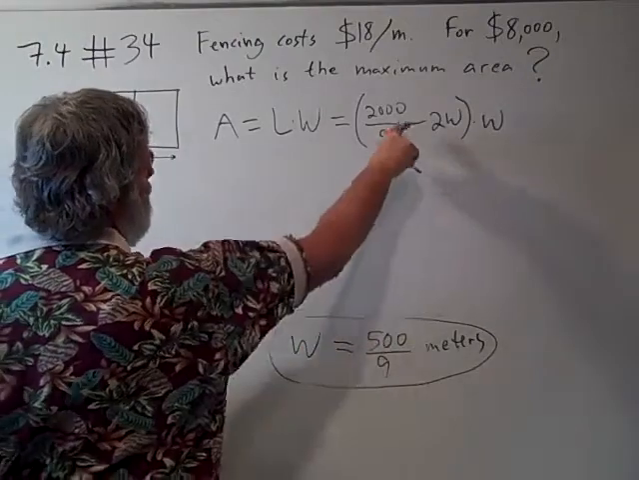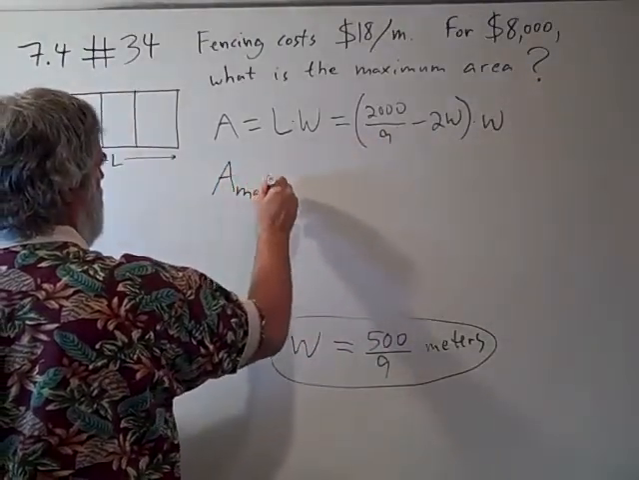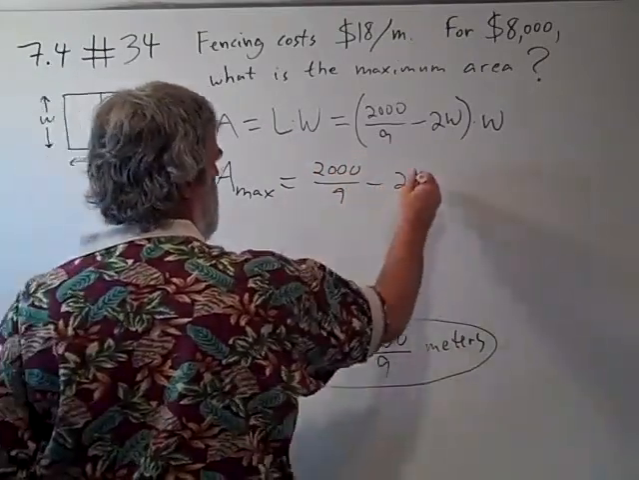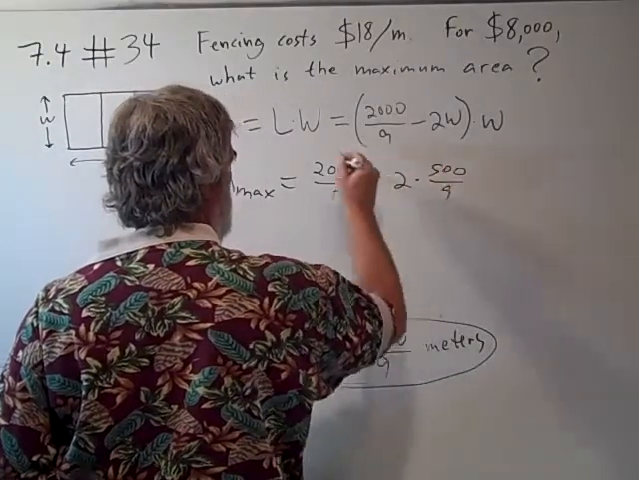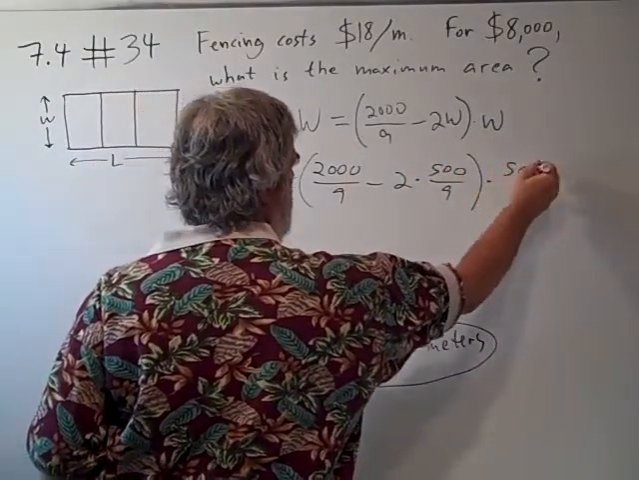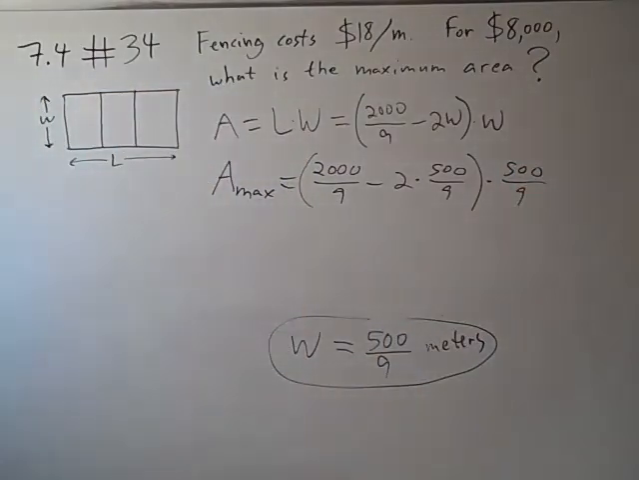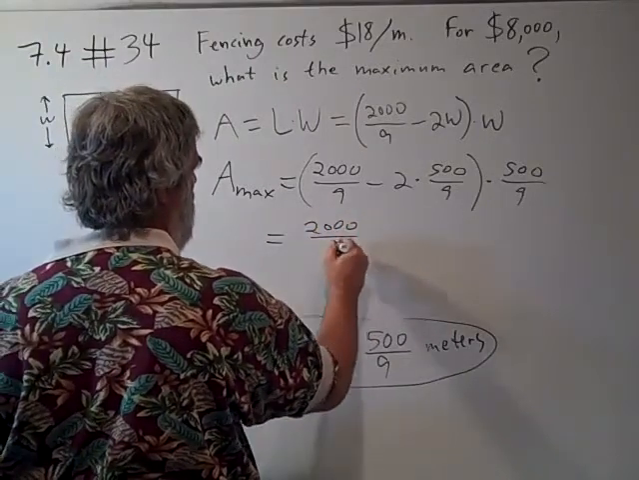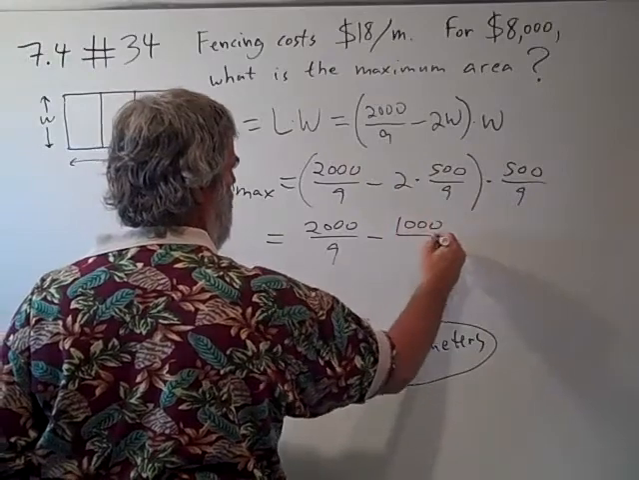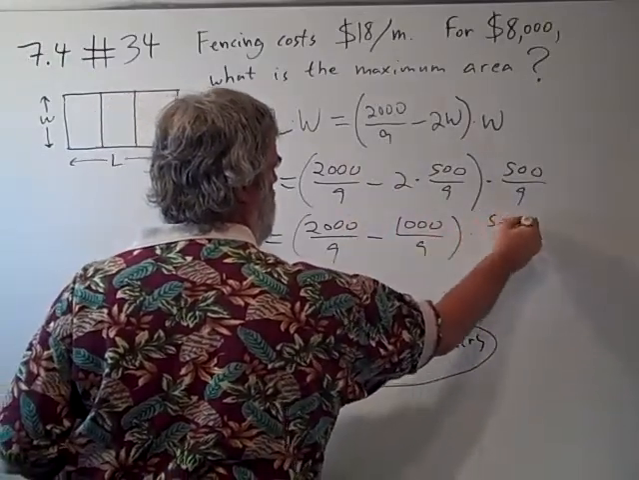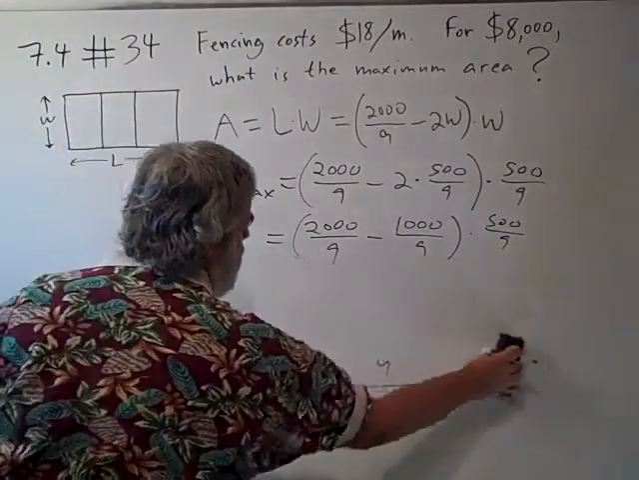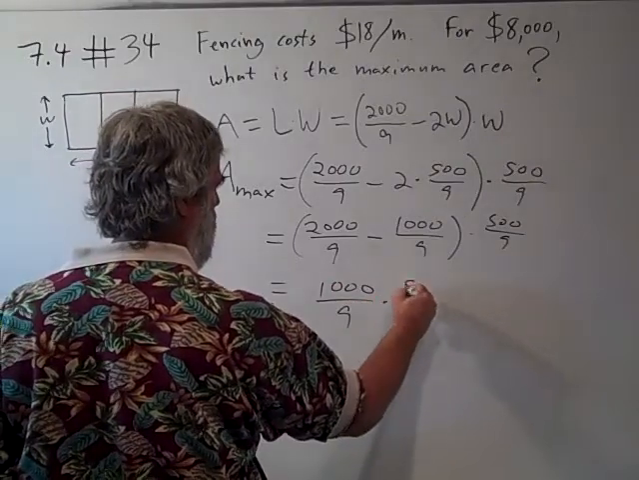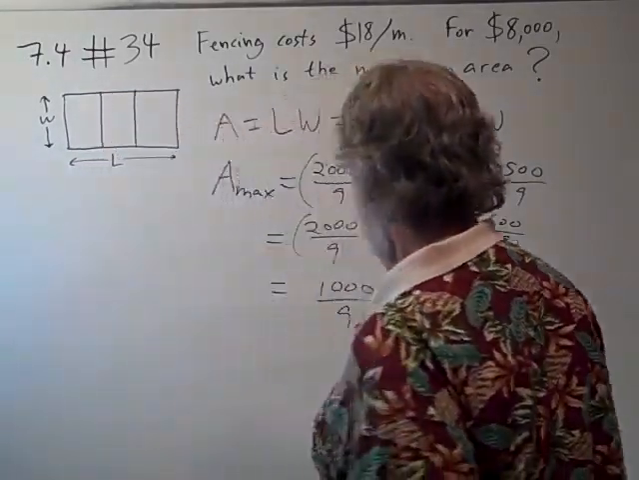Substituting this value of W into the equation up here, we get the maximum area. So it's 2,000 divided by 9 minus 2W, but W is 500 divided by 9, and that's times W, which is again 500 divided by 9. So if we evaluate this, we've got it. Now this is 2,000 divided by 9 minus 1,000 divided by 9, times 500 divided by 9. So that's 1,000 divided by 9 times 500 divided by 9.